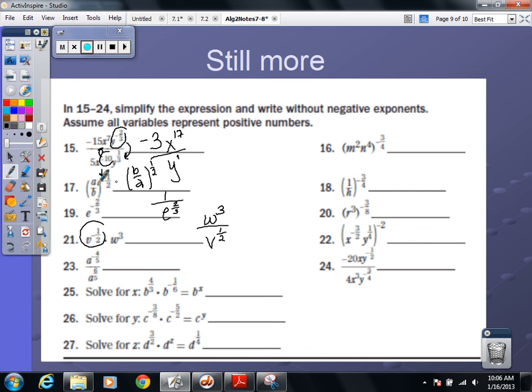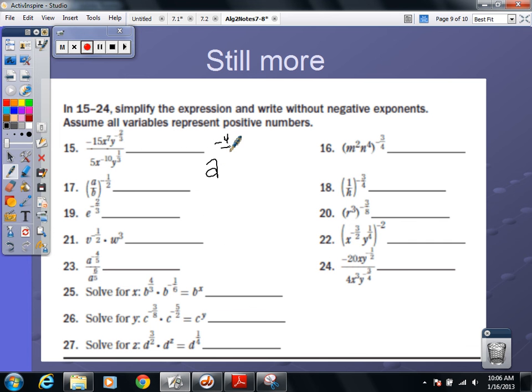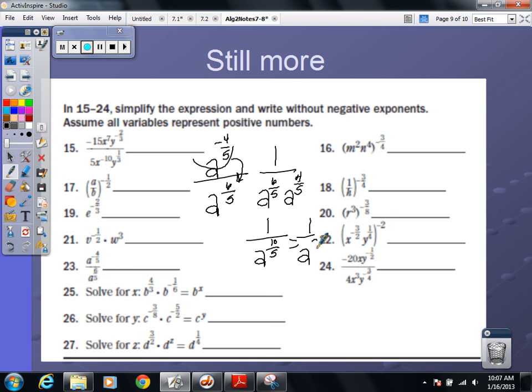Okay, I don't know if you can read 23, so I'm going to rewrite it. I have a to the negative 4/5 over a to the 6/5. This is not okay, so I'm going to move that down below. So it's like 1 over a to the 6/5, a to the 4/5, which you add in that case, which is a to the 10/5, which is 10 divided by 5, a squared. So it's 1 over a squared. You could have also thought of it as negative 4/5 minus 6/5, which is negative 10/5, which is negative 2, which ends up right here anyway.